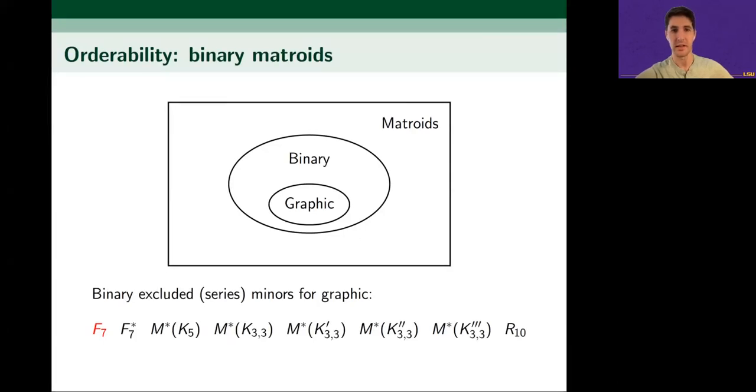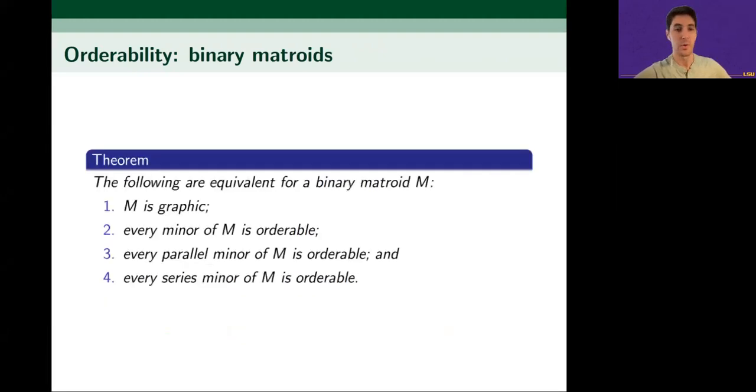We've already seen that F7 is not orderable, and it turns out that none of these matroids is orderable, which is progress right there. If I require that every minor of a matroid be orderable, then the matroid's got to be graphic because the excluded minors for graphic aren't orderable. And the same is true if I require parallel minors or series minors. This isn't a very deep theorem, but it is a theorem and it's progress, and that can be hard to come by in orderability. So progress.